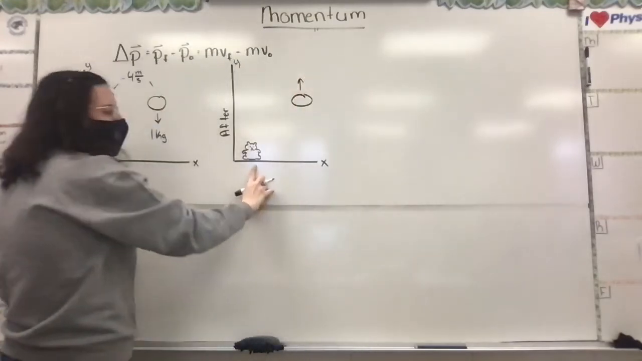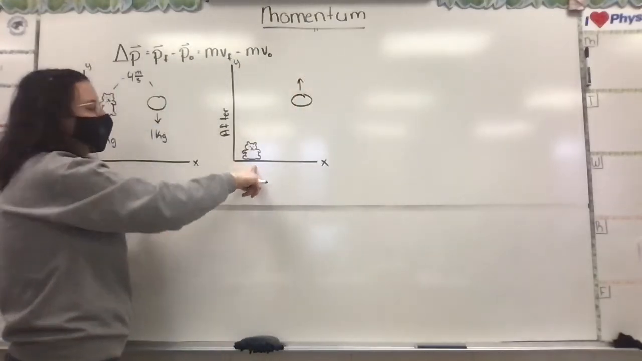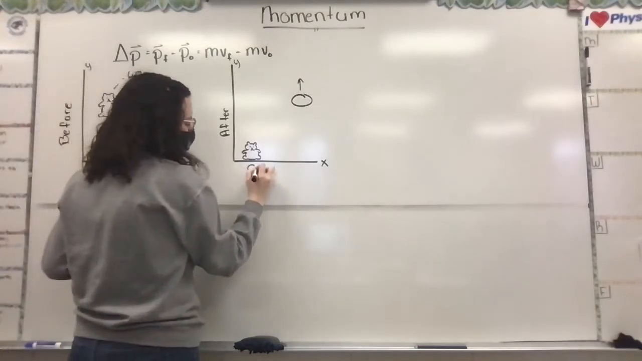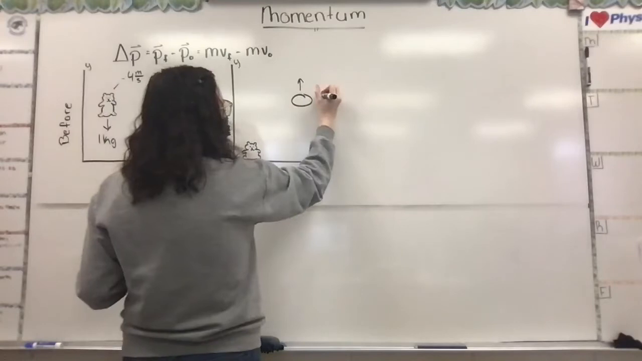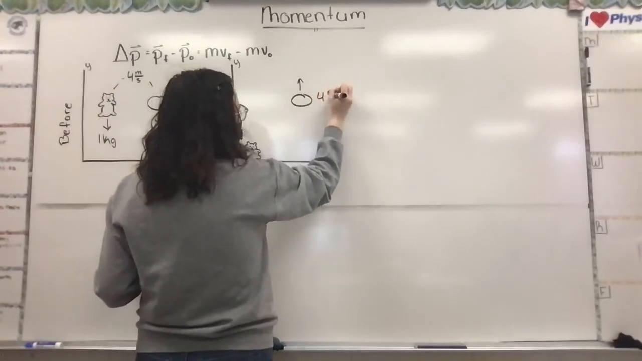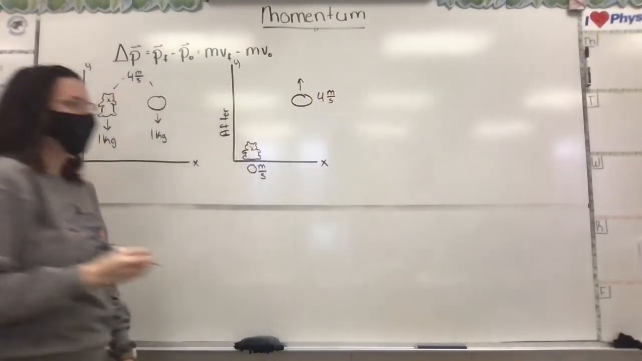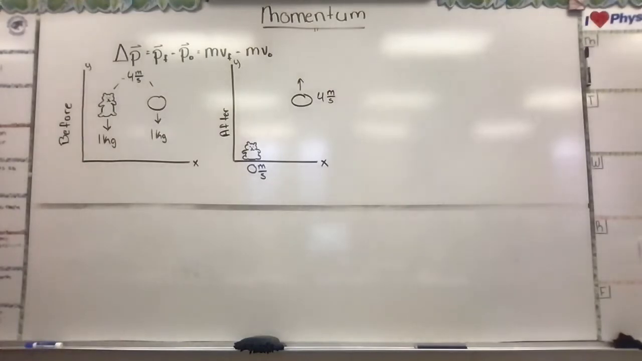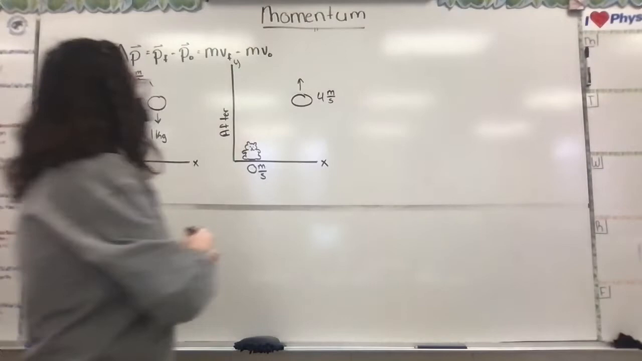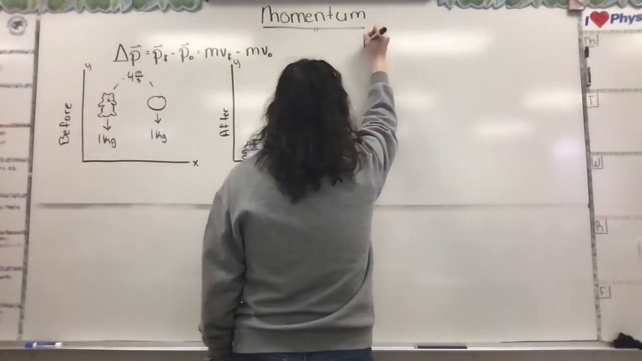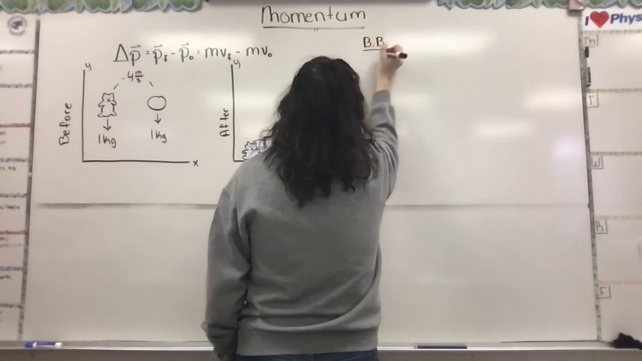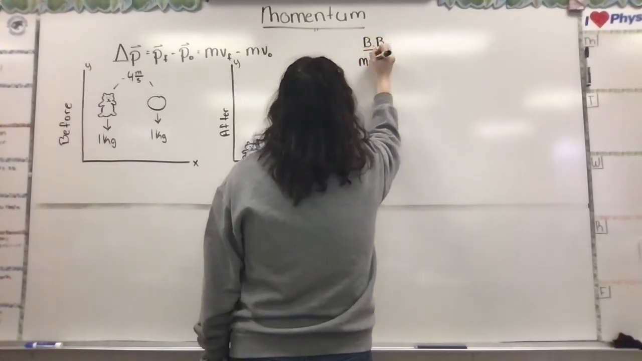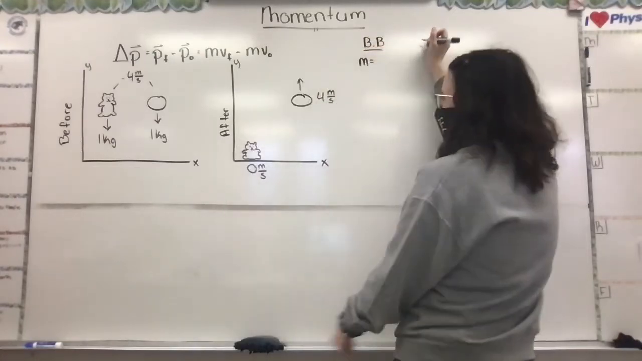What do you think this Beanie Baby's velocity is at the bottom? 0 meters per second. And when the rubber ball reaches around the same place going back up, it's going to be going 4 meters per second. Is it going to be positive or negative now? Positive. So the first thing we want to do is find the change in momentum for the Beanie Baby. So what is the mass of the Beanie Baby?